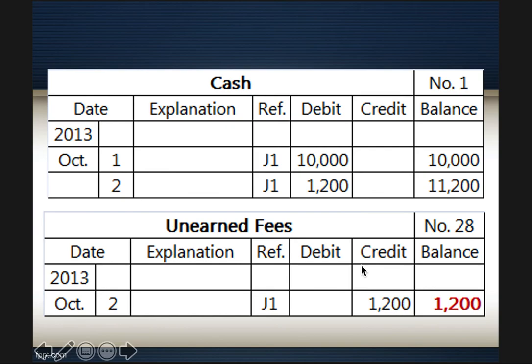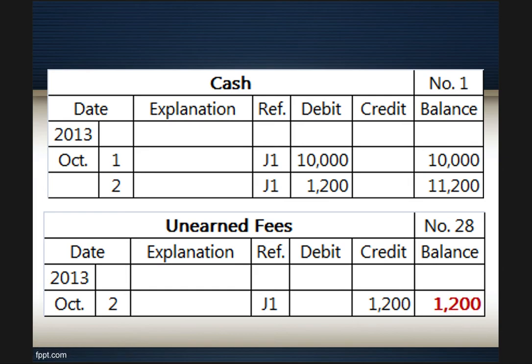So look at the ledger. So your cash has been added with 1,200. It comes from the journal page 1, the same journal page. No, your running balance for cash is now 11,200. Why? Because from 10,000 you have added 1,200. Now how about your unearned fees? This is a new account. So you have your ledger for this one, dated October 2, initial entry from journal page 1, credit 1,200, and copy that as the initial balance.